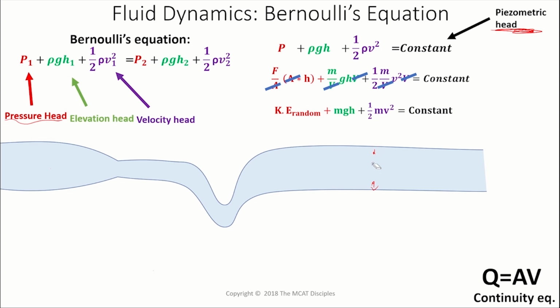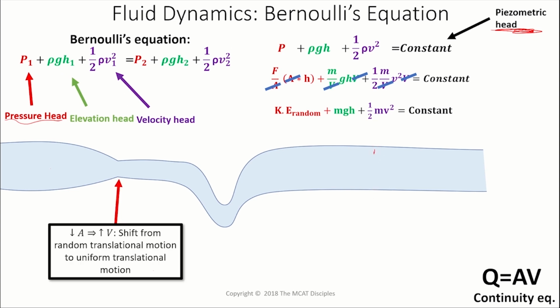But just to continue on here, if you decrease the area, you'll increase velocity. And that's represented, by the way, in a shift from random translational motion to uniform translational motion. So maybe this will help you understand even more why decreasing area would increase velocity and decrease pressure. If you have an increase from random translational motion to uniform translational motion, you have more molecules just going straight like this, and fewer molecules hitting up on the sidewall of the vessel. And when you have fewer molecules hitting the sidewall of the vessel, that's a decrease in pressure.